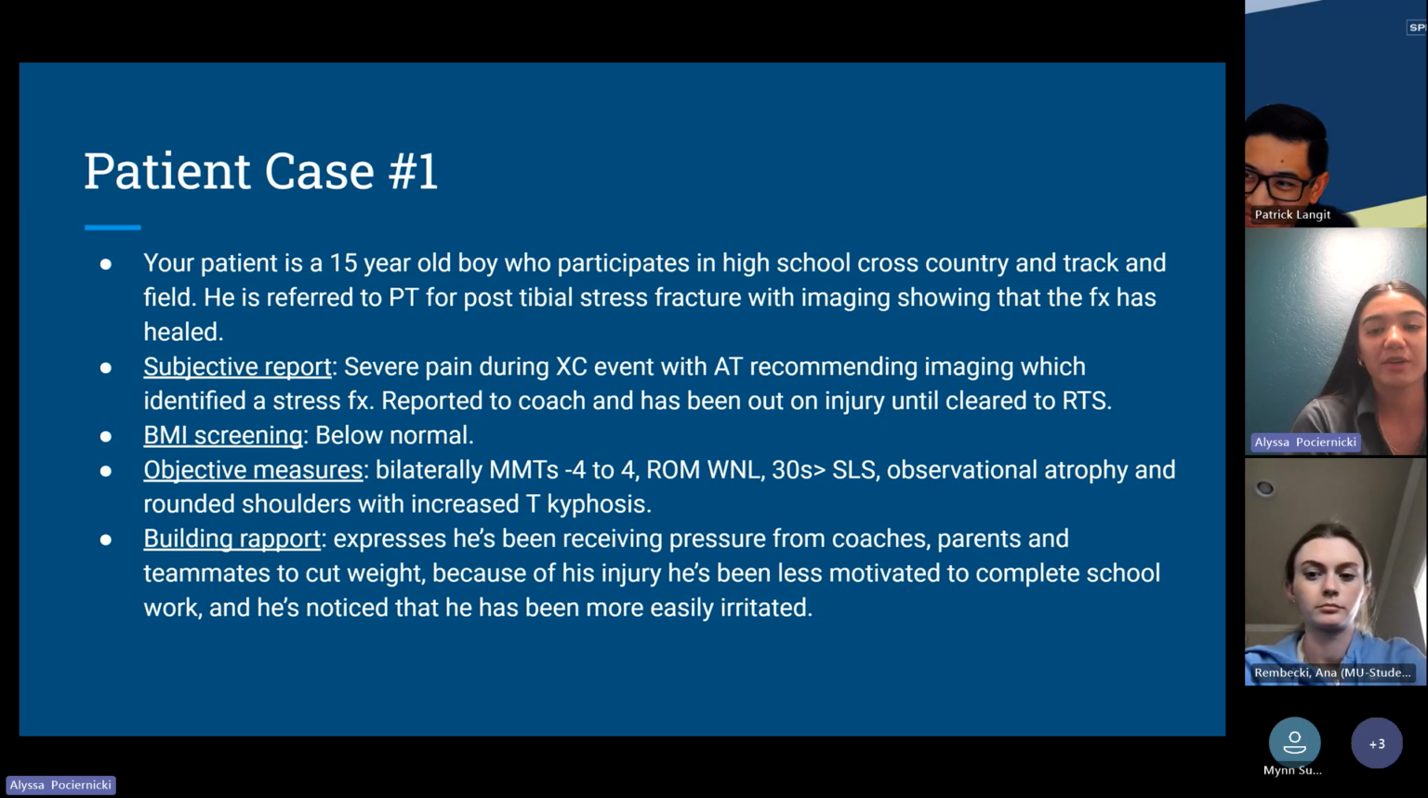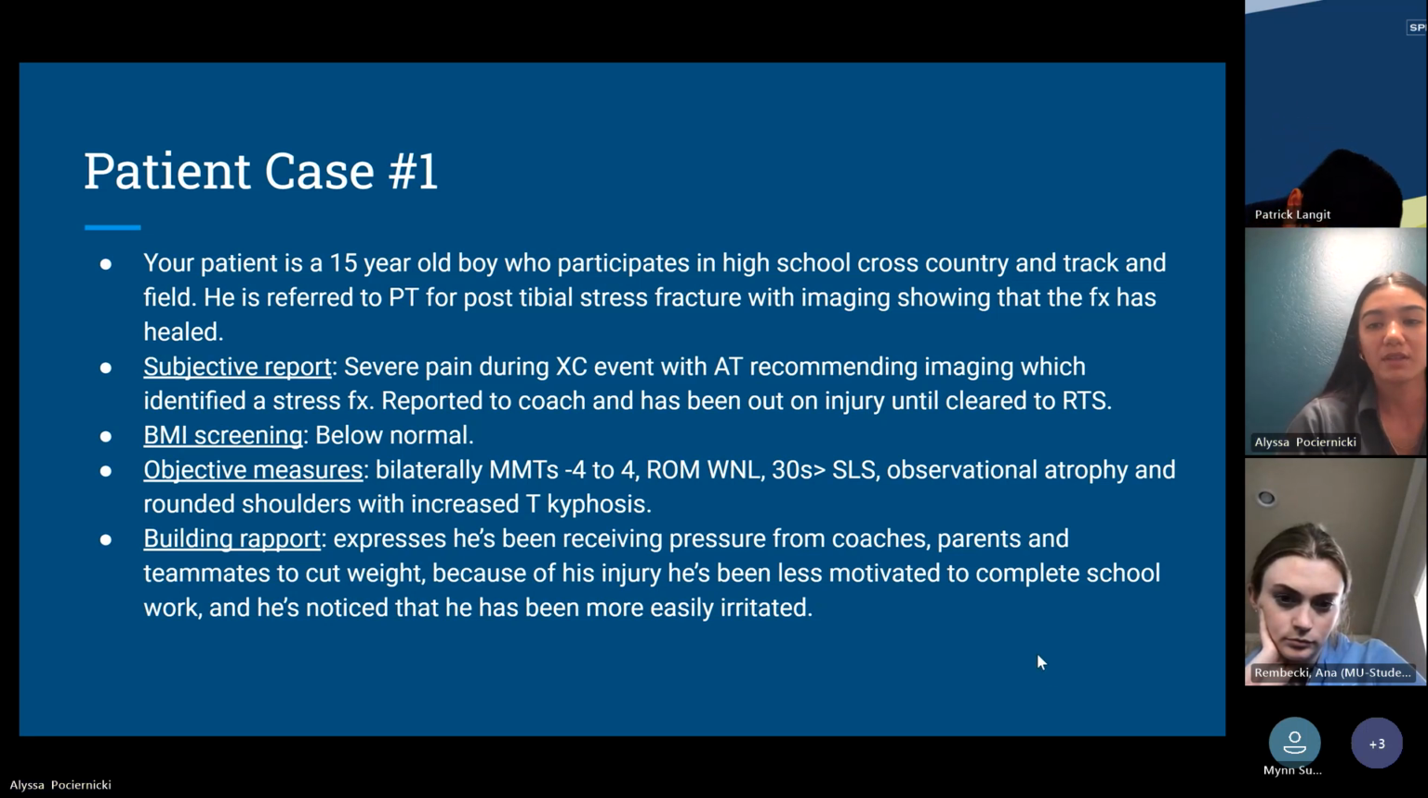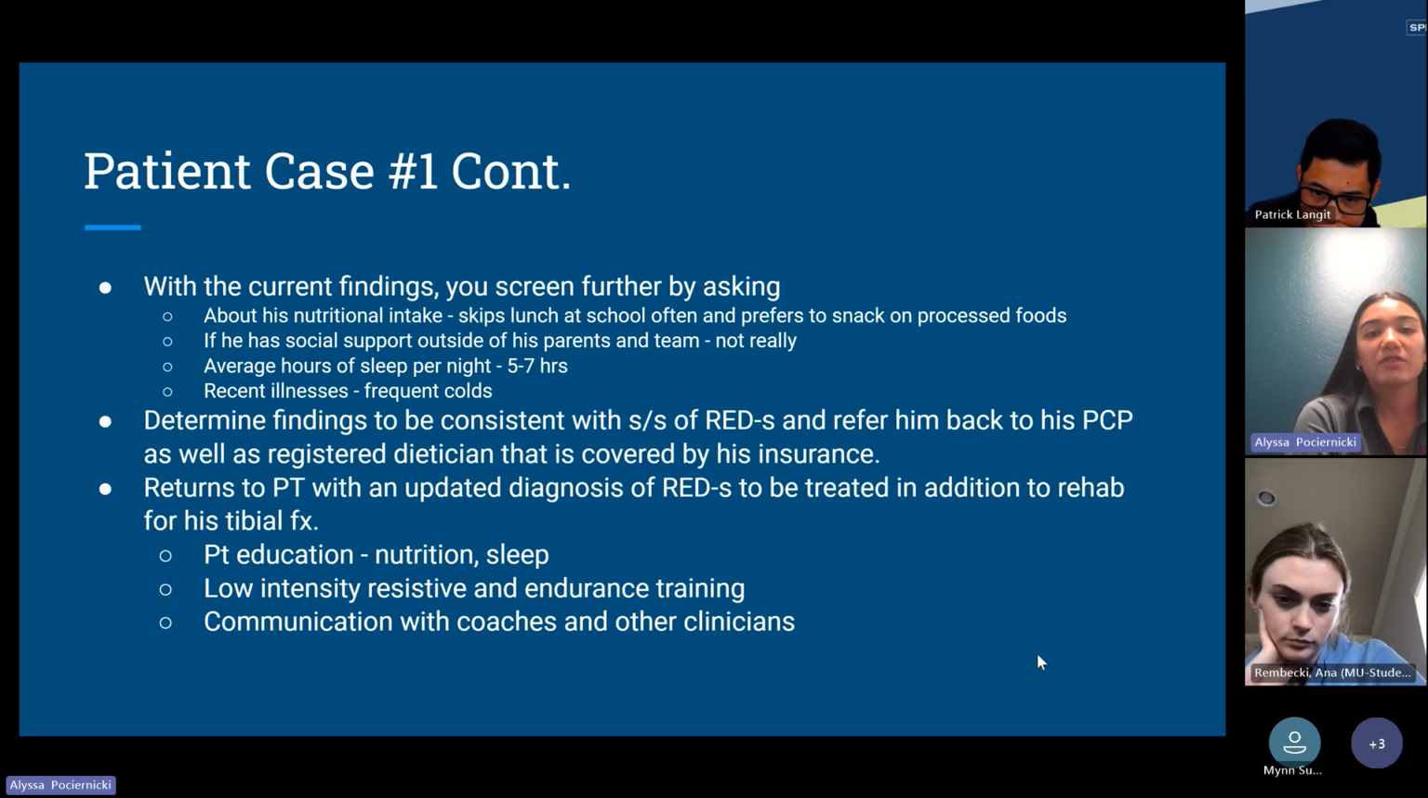But then in building rapport, he expresses that he has been receiving a lot of pressure from his coaches, parents, and teammates to cut in weight. And because of his injury, he's been less motivated to complete schoolwork, and he's noticed he's been a little bit more irritated throughout the day. So with all of these, you do screen further by asking about his nutritional intake. And he says that he skips lunch at school pretty often and he prefers snacking on processed foods.